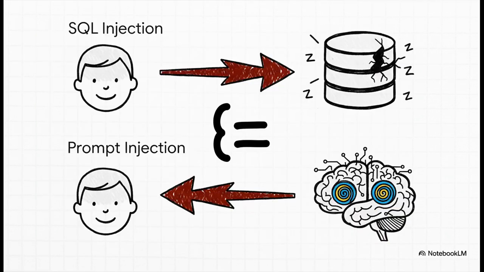Now, for anyone out there with a background in web security, this whole concept should sound, well, pretty familiar. As you can see here, prompt injection is basically the AI equivalent of SQL injection. But instead of sneaking database commands into a web form, attackers are sneaking new instructions into the prompts, and they're targeting the AI's logic itself.